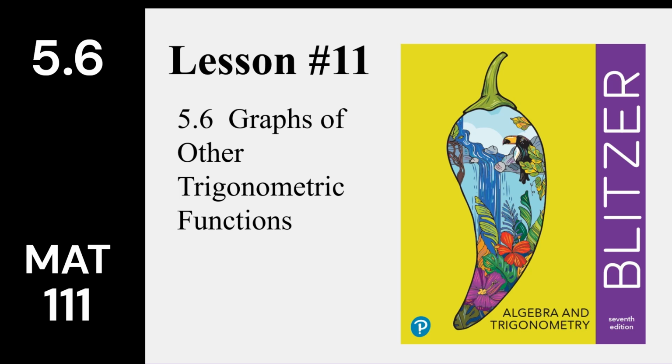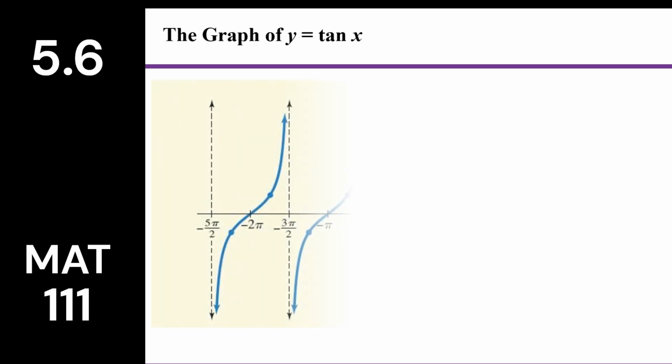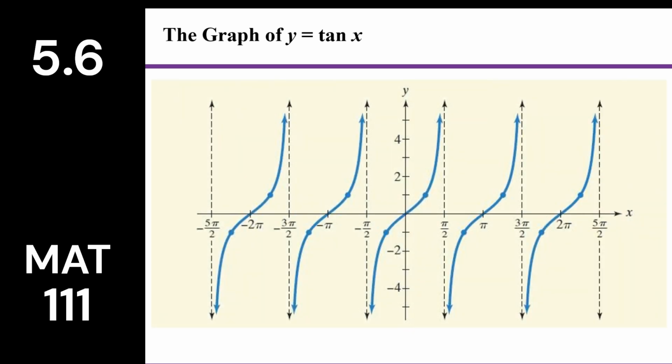Section 5.6, Graphs of Other Trigonometric Functions. Here's the graph of y equals the tangent of x. Notice that it goes up towards positive infinity and down towards negative infinity. Compare that to the graph of y equals sine x and y equals cosine x that we studied earlier, and you'll recall that those oscillated between 1 and -1, the region that I'm shading now.